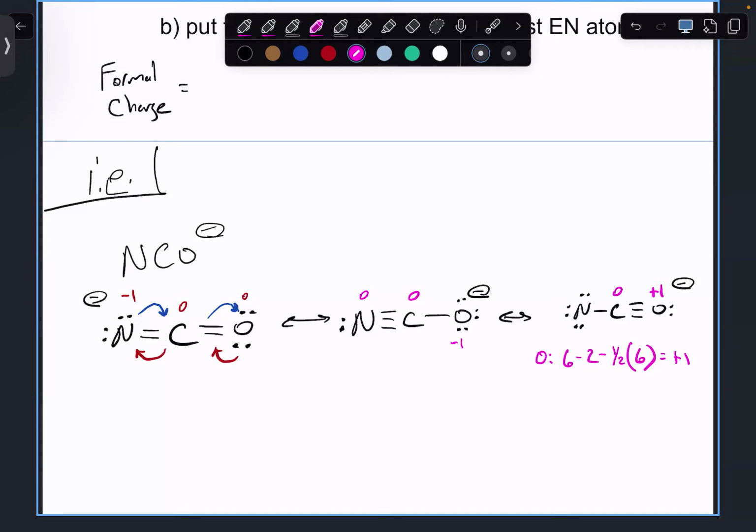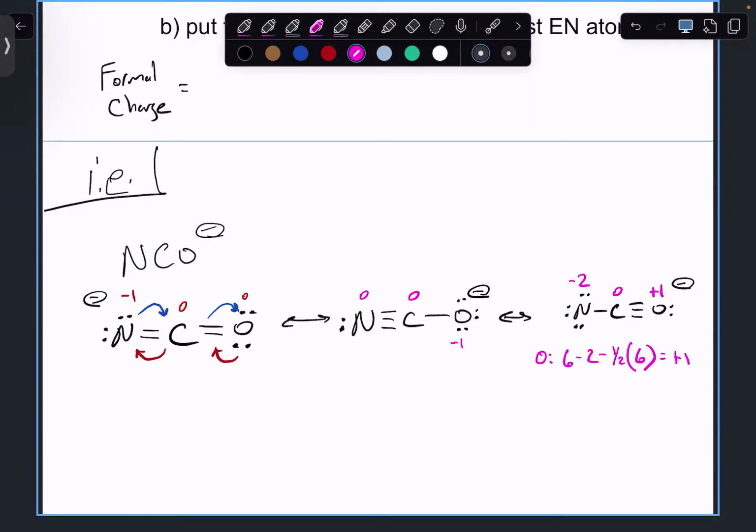What does that tell you this nitrogen has to be? Yeah, it has to be -2 because again, the sum of the formal charges has to equal the overall charge. Or you could go through and do the formal charge calculation if you'd like. Prove it to yourself. Okay, so now we've got our 3 resonance forms. We've identified the formal charges in each. Let's rank them.